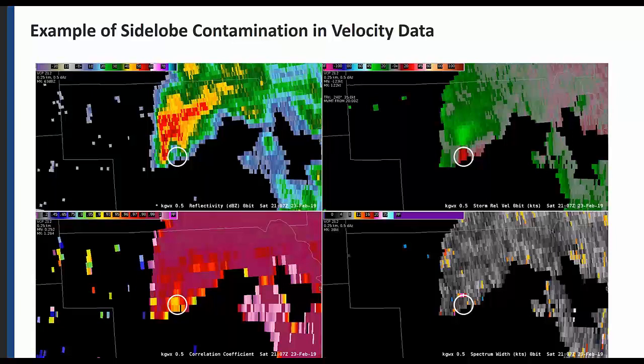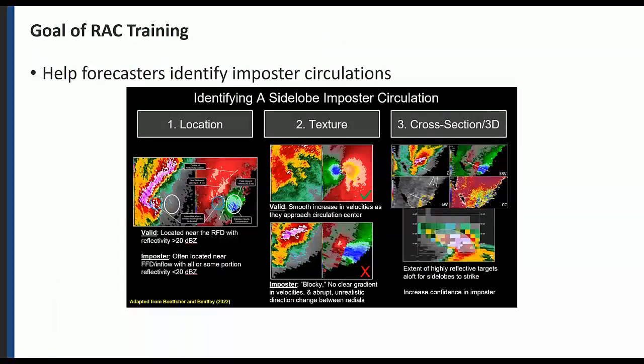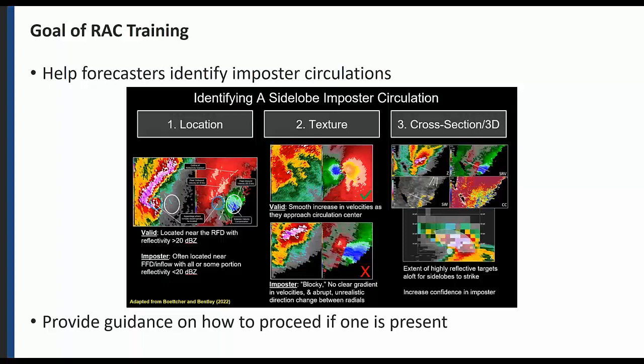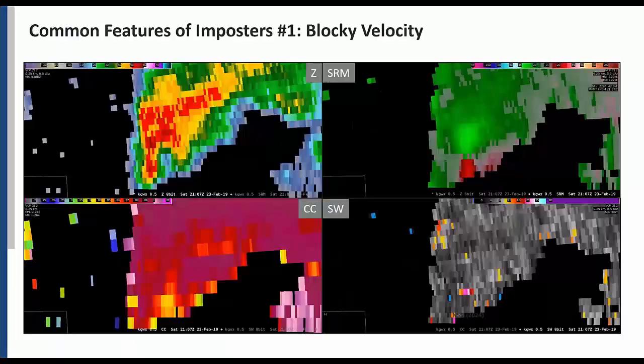And so if we can spot these situations when they happen, it can definitely help in making better warning decisions. In terms of the RAC training, we really have a two-step process. First, we try to help folks identify what they call imposter circulations, which are where we have an appearance of a circulation that isn't legitimate, and then provide some guidance on what to do when we know that there is an imposter present. So we'll dive right into some of the common features of these imposter circulations.